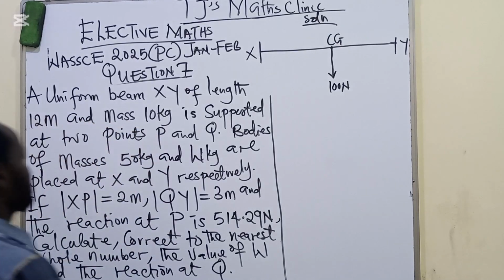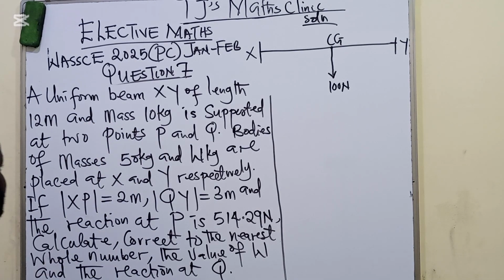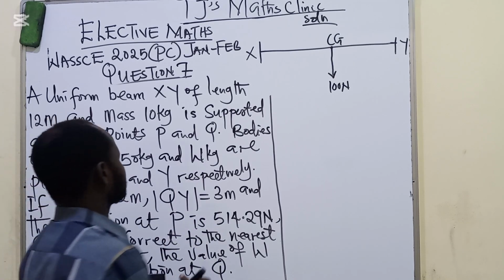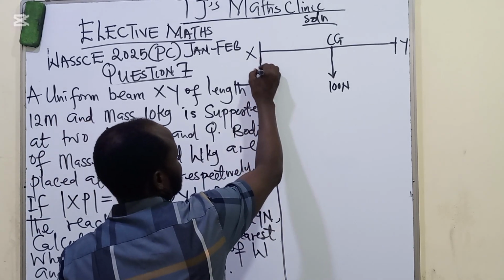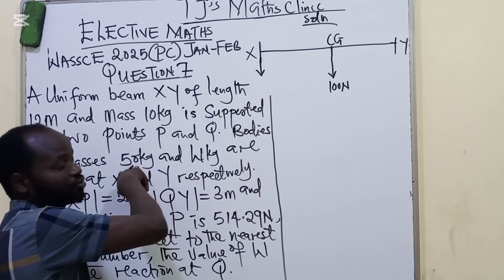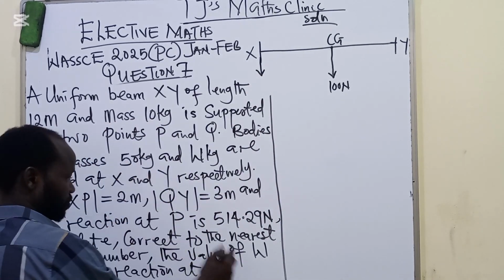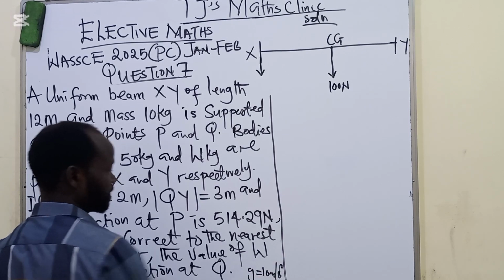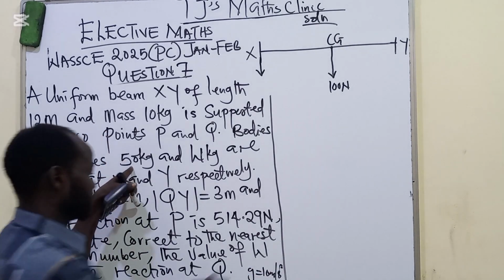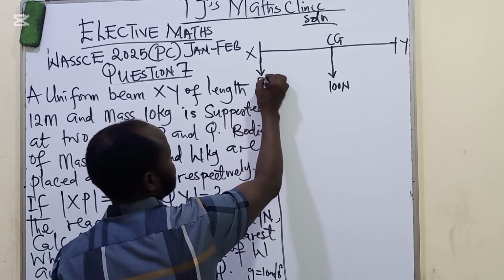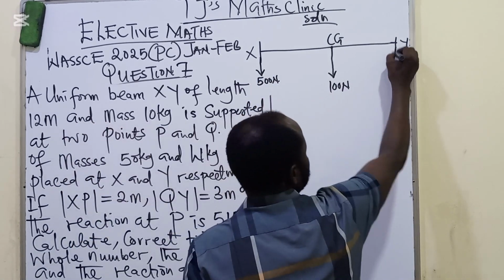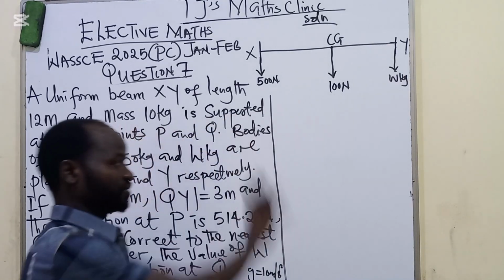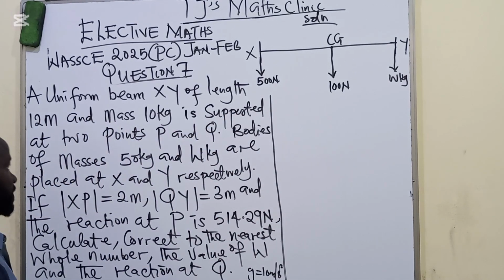Very important. We are told that bodies of masses 50 kg and W kg are placed at X and Y. At X here, we have 50 kg. Convert that 50 kg to Newton, multiplied by 10, because we are asked to take g to be 10 meters per second squared. So 50 times 10 will be 500 Newton. Then at Y here, we have W. Let me leave it in kg. Whatever the value of W, I have to convert it to Newton. Very important.